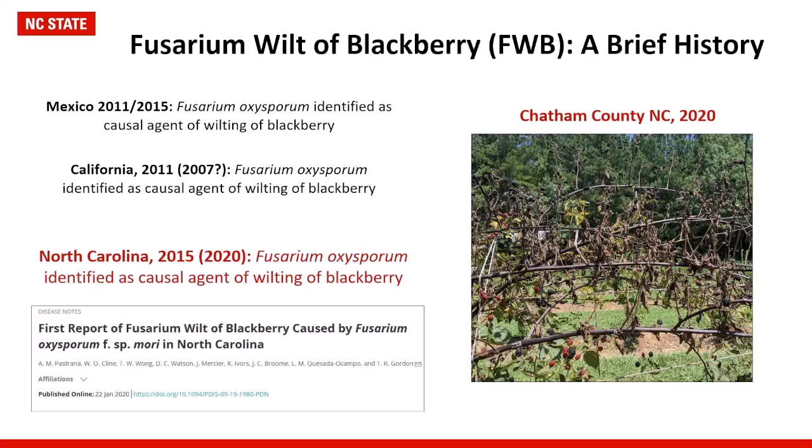And then my colleague Bill Klein, he just spoke, right? And gosh, Bill, in 2015, I believe it was, that you all found Fusarium oxysporum was identified as the causal agent of wilting in blackberry. And then by then, mori was identified as this new strain that's really specific at causing infection on blackberry. Okay, so that's sort of the history there.